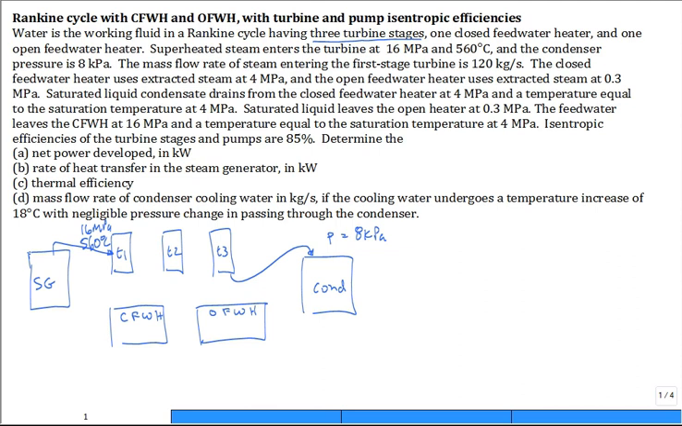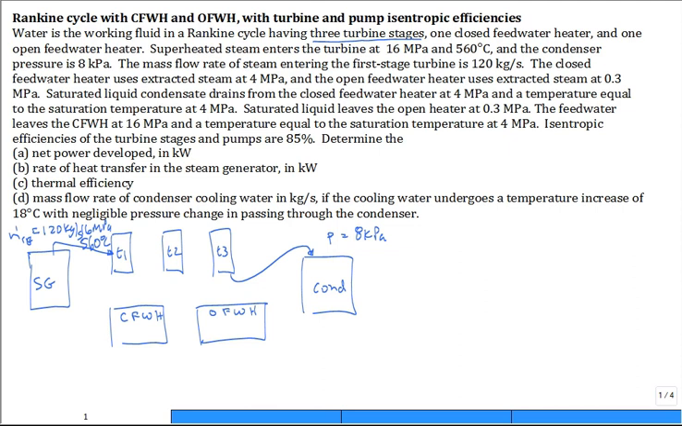So m dot out of the steam generator that goes into the 1st turbine stage is 120 kilograms per second. Now, there's not 120 kilograms per second going into the condenser. Why? Because some of that steam after the 1st turbine stage is diverted to the closed feed water heater, and after the 2nd turbine stage, some more is diverted to the open feed water heater.